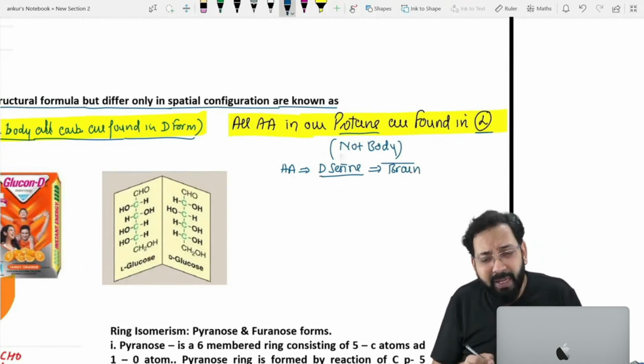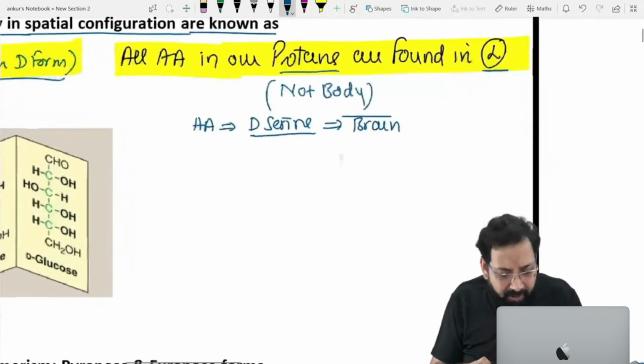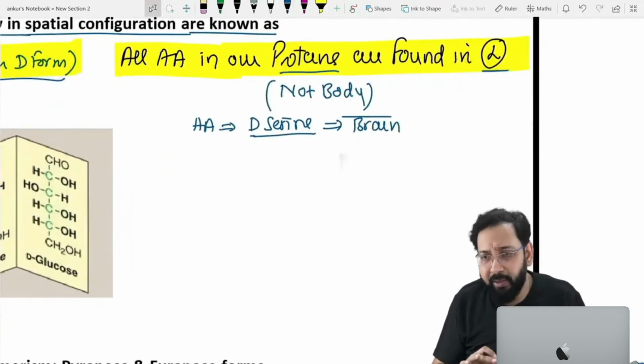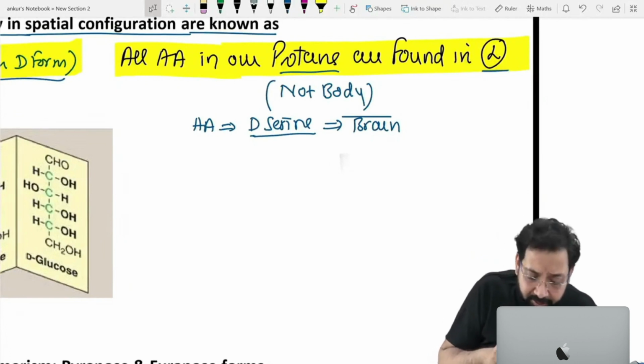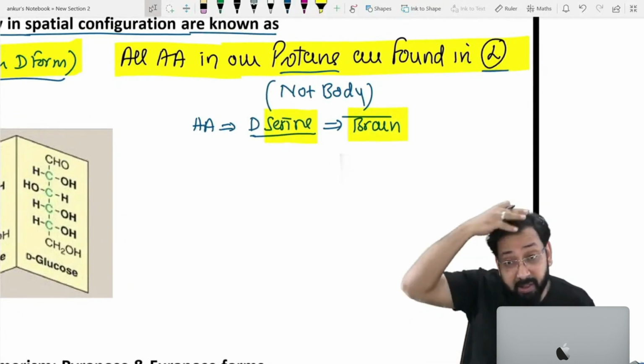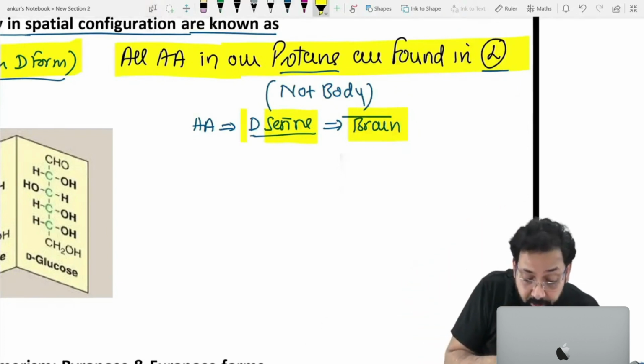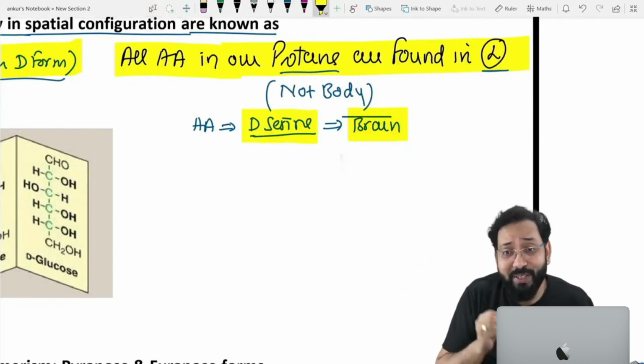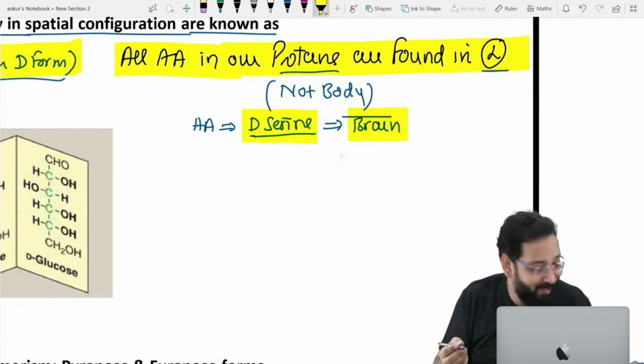Many times I say that if you find the word, you will find the relation and the answer. Just like D-serine, brain, where is it? It is in the head, in the skull. D for dimaag, so where is D-serine? In the brain. Okay, dimaag, head, brain. Okay, yes.